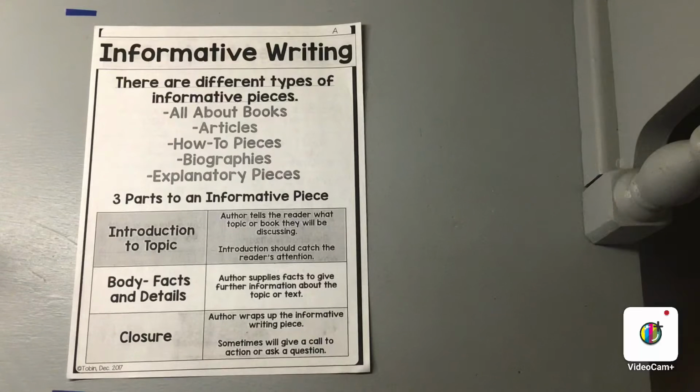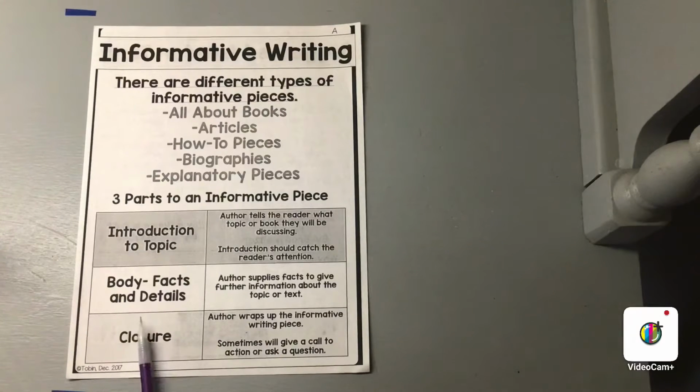Just like in our narrative writing, there are 3 parts to an informative writing piece. The first part is the introduction to the topic. During the introduction to the topic, the author tells the reader what topic or book they will be discussing. The introduction should catch the reader's attention. So just like in our narrative writing, we want to catch the reader's attention. We want to get them hooked in and really be excited about what they're reading. So that's the goal of the author in the beginning of the story.